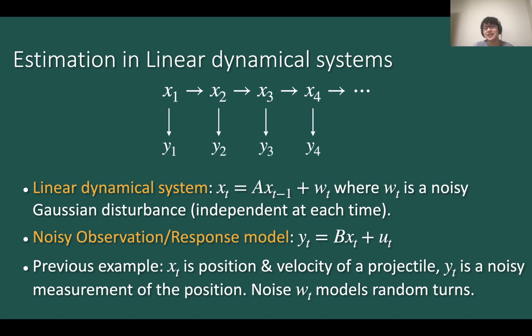And in the particular case we were talking about before, x_t is the state of the dynamical system. It's the position and velocity of the projectile or airplane. And y_t is a noisy measurement of the position. So note that y_t is not an observation of the entire state directly, because the state also includes the velocity. But it's the position, and by observing the position over many rounds, you were able to figure out what the velocity is, more or less.